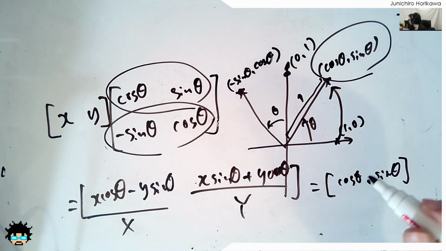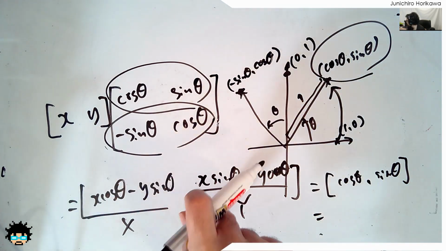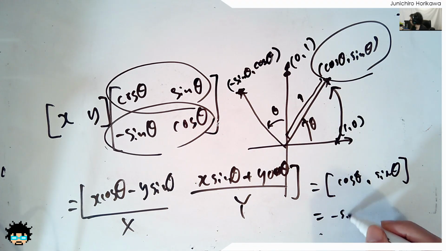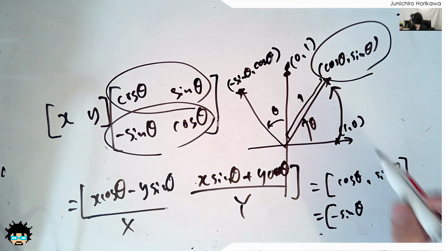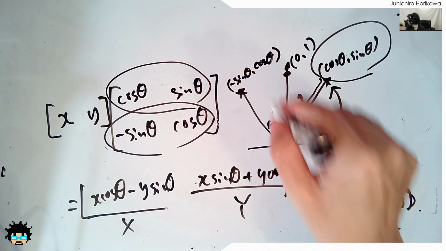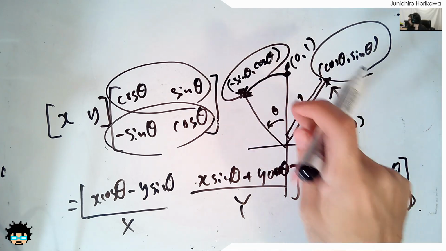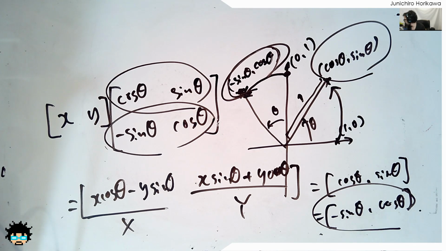Okay, so let's think about the next point here. That is going to be 0, 1. And if you input this 0, 1 to this calculation, the x will be minus sine theta, and for the y, this will be cosine theta, which is equivalent to this one again, which means this point has been rotated by theta to create this coordinate. So this is the rotational matrix for 2D space.